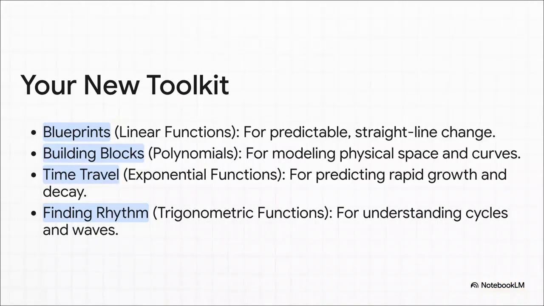So let's recap what's in your new toolkit. You've got your blueprints for any steady progress. You've got your building blocks for physical shapes and curves. You've got a time travel device for predicting rapid change. And you now have the ability to find the rhythm in the cycles all around you. You can now see the hidden structure where most people just see randomness.